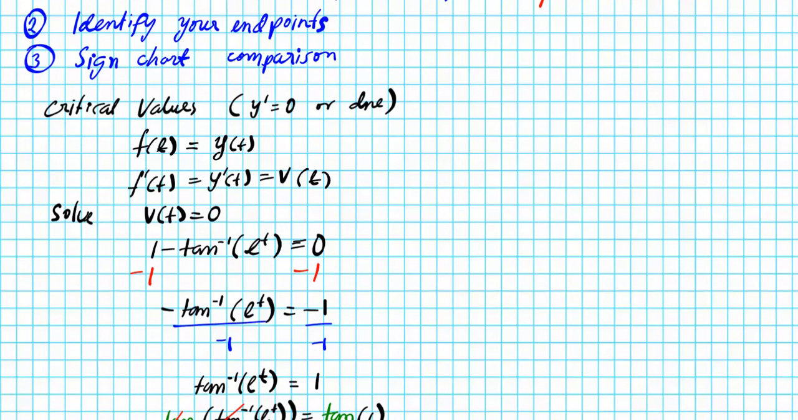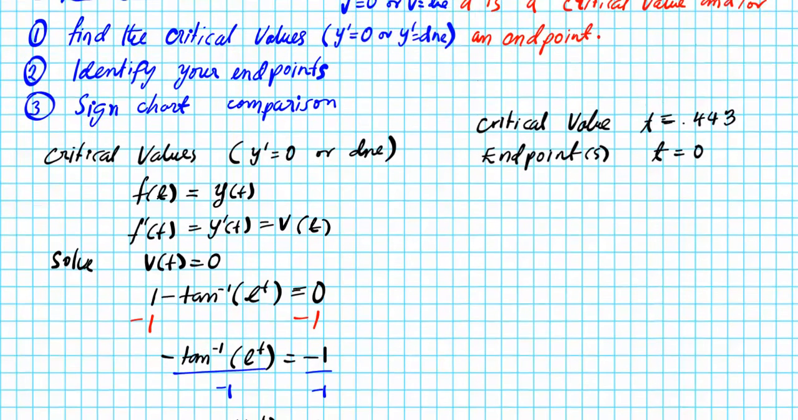Let's write it down. So critical value is t equals 0.443. What are endpoints? Endpoint, we have only one, which is basically t equal to 0. All right, so let's go ahead and we're done with parts 1 and 2 of our steps. We've done the critical values and we've identified our endpoints. Now let's make our sign chart, okay?